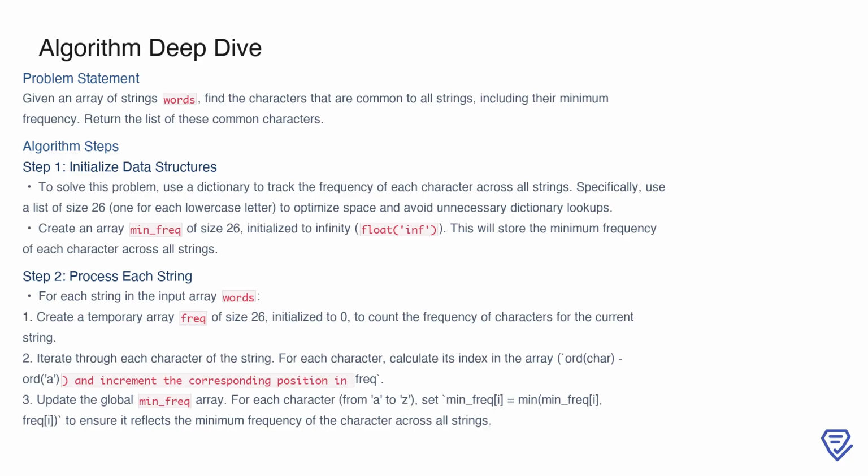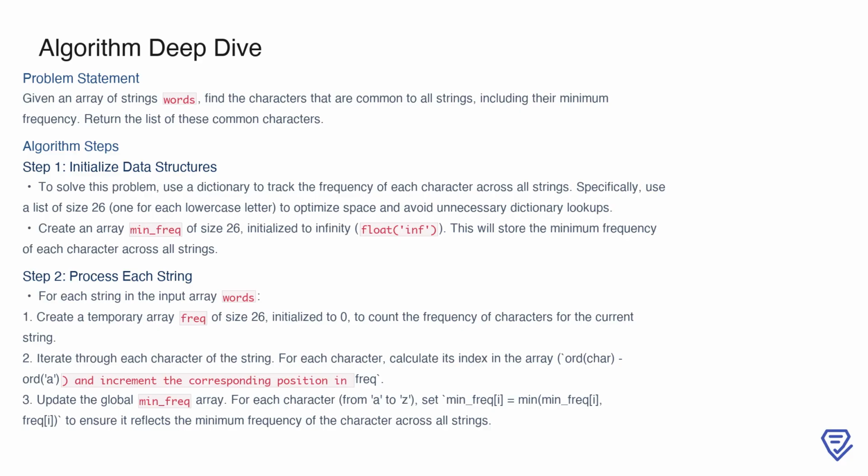A key optimization here is to use a fixed size list of 26 elements, one for each lowercase letter of the alphabet. This avoids the overhead of dictionary lookups and ensures efficient space usage. We create an array, min_frequency, initialized with infinity for each element. This array will help us track the minimum frequency of each character across all the strings.